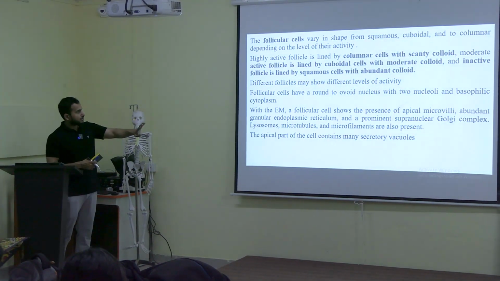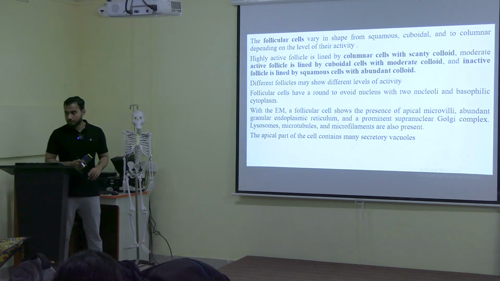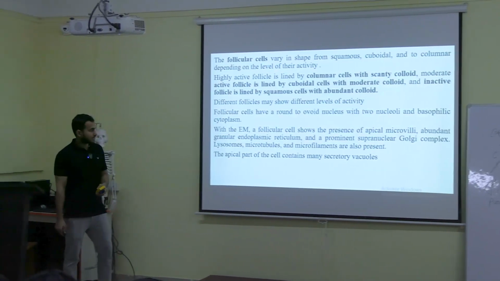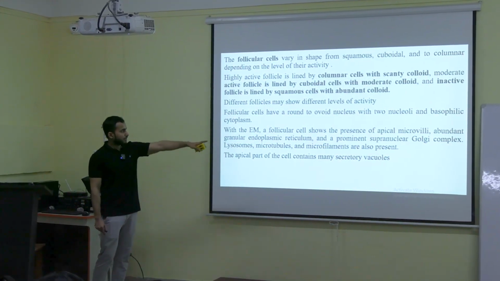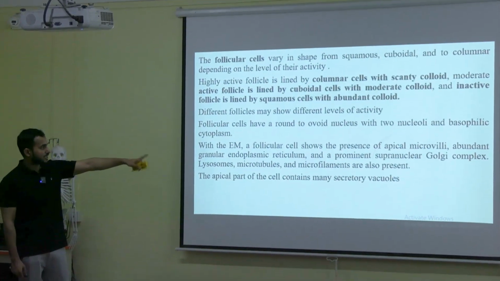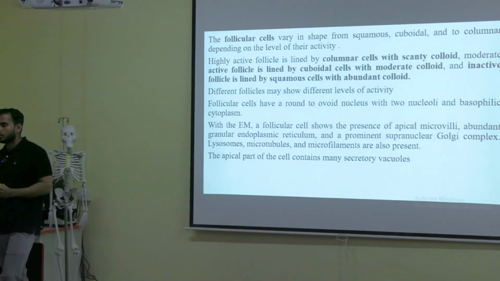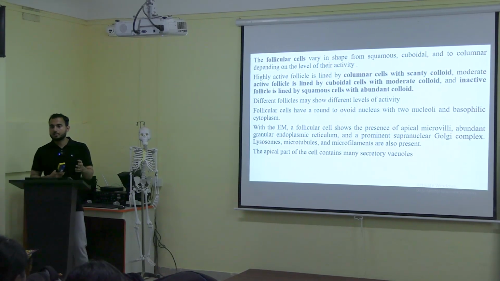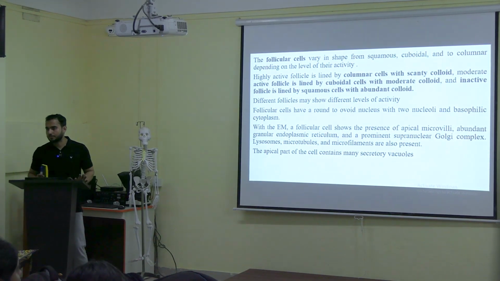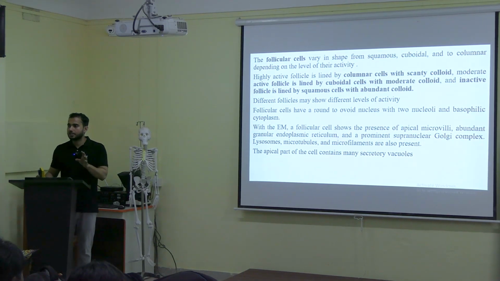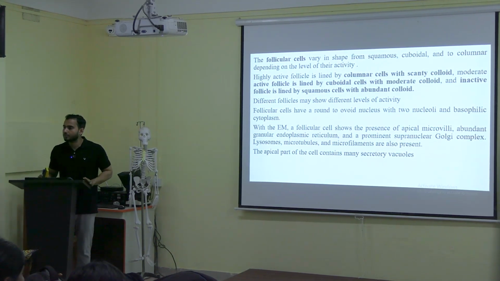So about the follicular cells we have already discussed. Now, if you see the EM structure of the follicular cell, it shows apical microvilli, abundant granular ER, a prominent supranuclear Golgi complex, lysosomes, microtubules and microfilaments. All those things are present in the EM structure of follicular cells. Now the question is, how will you differentiate between the follicular cells and parafollicular cells? Parafollicular cells are present in the interfollicular space, and mostly they are in the form of clusters.